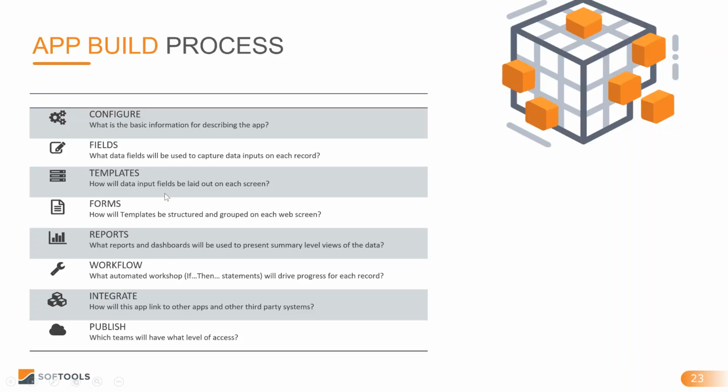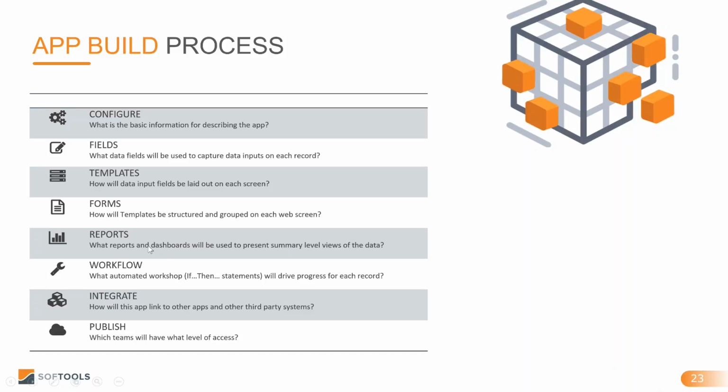Then we lay the fields out in templates, and this is really how do we group the fields on the screen in a logical, sensible order, and then how do we lay the templates out in forms. Now, a simple application like a risk register will probably only have one form, but if you're building a complex app, which is a multi-stage and gate process, then you may have a separate form for each of those different stages and gates.